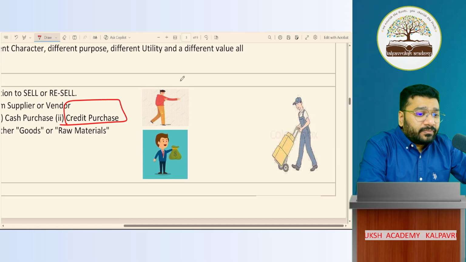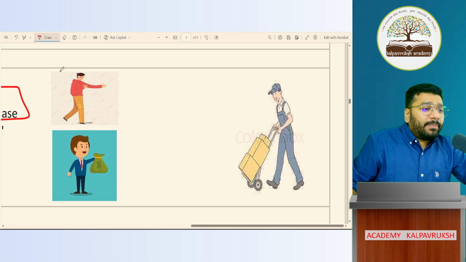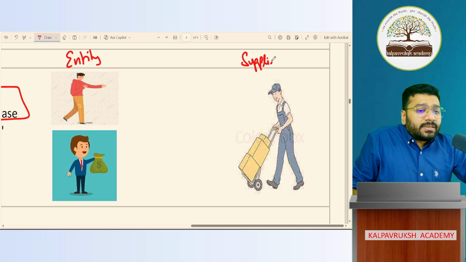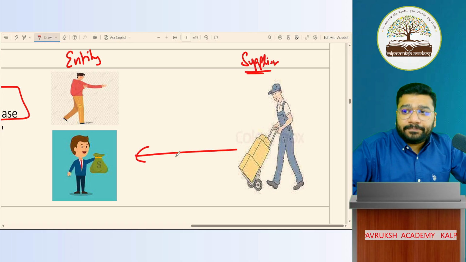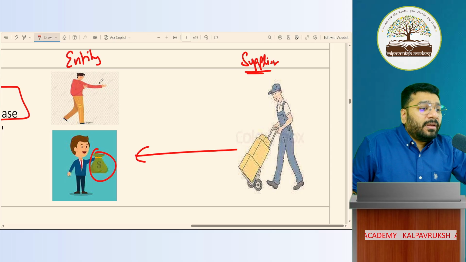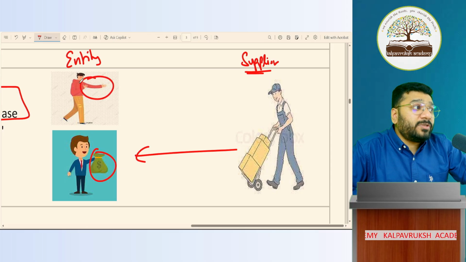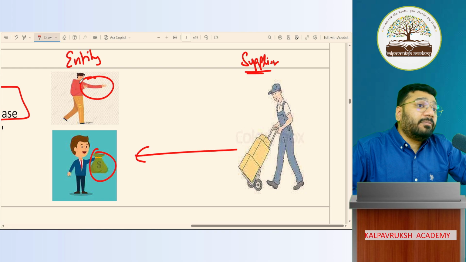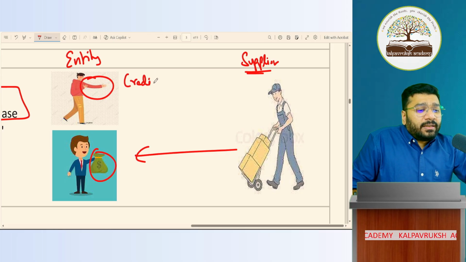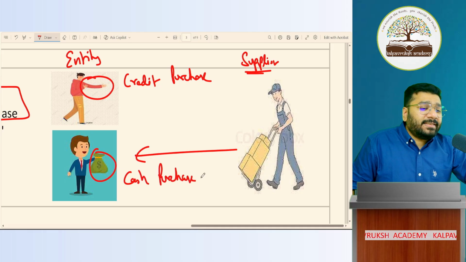Now, in this diagram, please tell me what is happening. This is entity. And this is supplier. Supplier is supplying the goods to the entity. One entity is giving the money on the spot. The other entity doesn't have the money on the spot, which means he has the intention to pay later. So out of this, which is the cash transaction, which is the credit transaction? First one is credit purchase transaction. And the other one is cash purchase transaction.